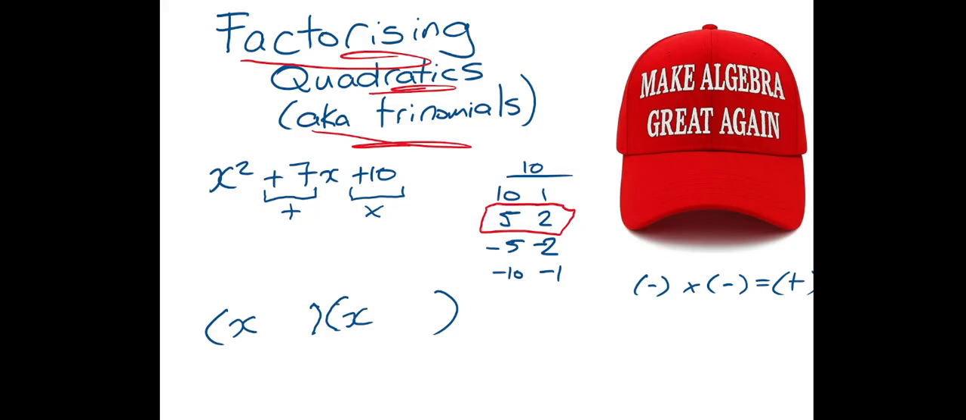And now we're going to do a bit of a trick. We're just going to cut and paste the 5 and the 2 into the brackets. I'm going to put the plus 5 there, and I'm going to put the plus 2 there. And we're done. Let's test it.